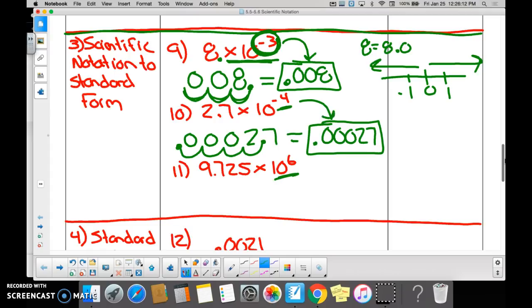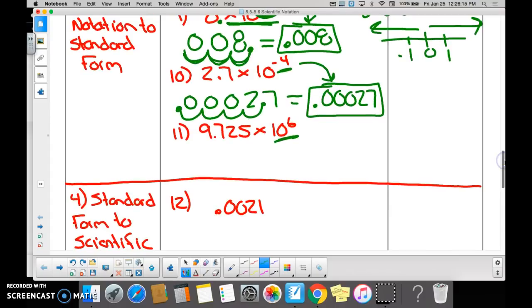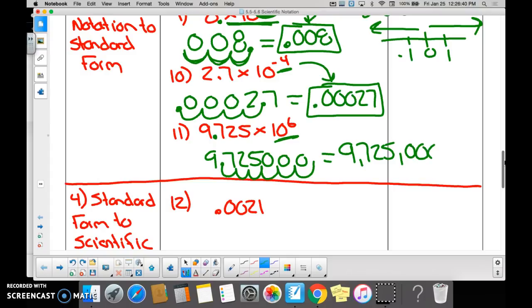Last one, we actually finally have a positive exponent. So we're going to take our decimal point, which is right here, and we're going to move it to the right this time because it's a positive exponent, 6 spots. 1, 2, 3. Nothing to fill in there because I already have numbers. 4, 5, 6. Fill in your blanks with zeros. Your final answer is 9,725,000. So again, we went from scientific notation, the shortcut for writing that number, 9,725,000, to standard form.